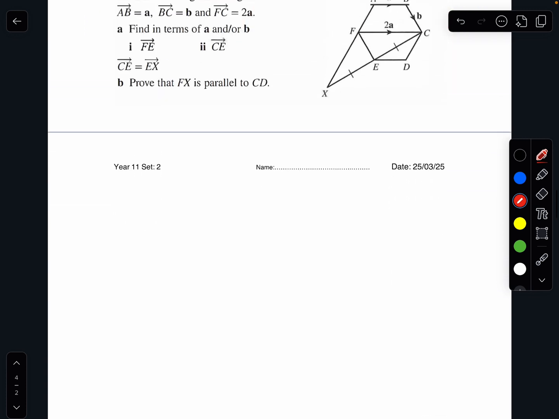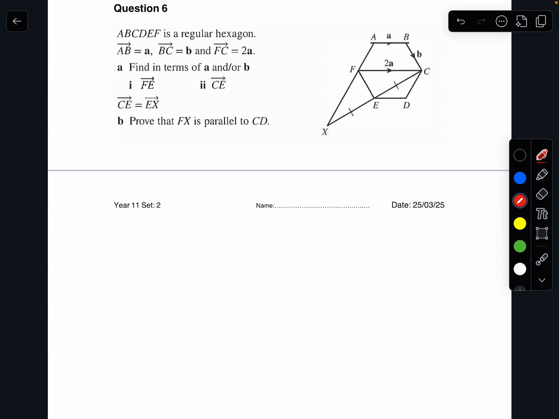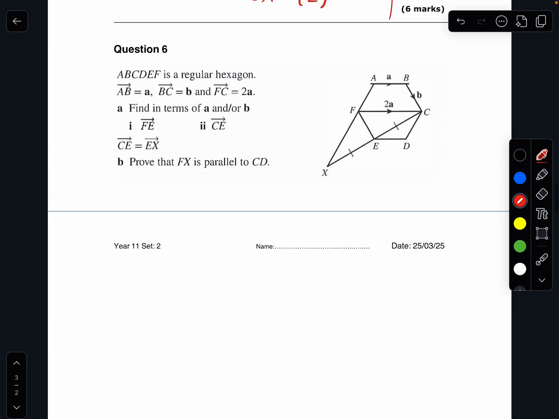Right, cool. Don't know what's going on here on the screen, but whatever, we'll deal with it. I want to find, in terms of a and or b, FE. So I know that AB is that. So I know that opposite and equal sides are going to be the same. So this is also going to be a. And I know BC goes down and right, and FE also goes down and right. So I can also say that this is b. Before anything else, I'm going to put these on. So if I want to find FE, well, I've kind of done that accidentally then. FE is just equal to b.